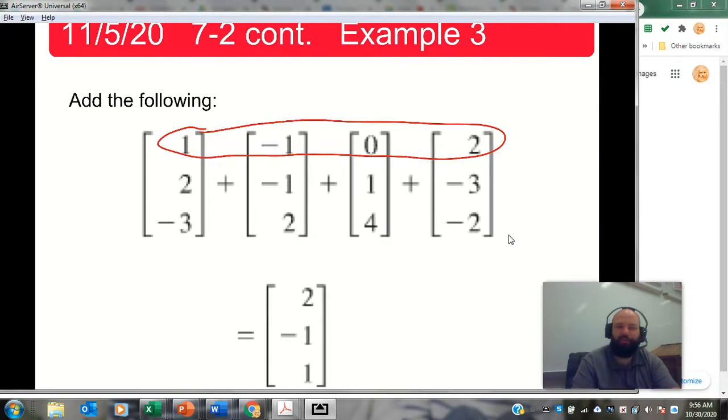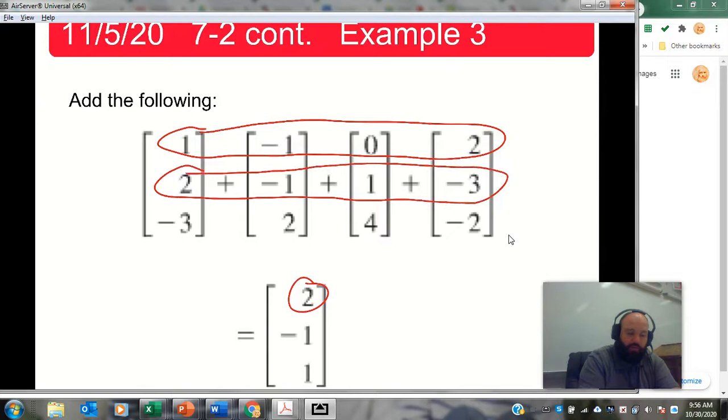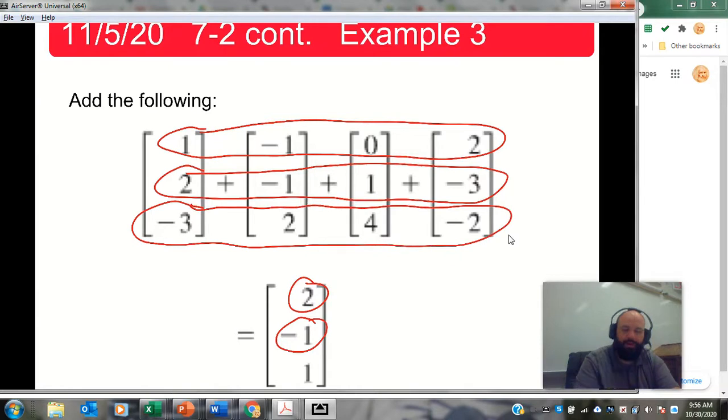So you can see I circled the -1, 1, 0, and 2. If you add all those numbers together, we get the number 2 right there. The next row, you can see there's a 1, there's a 2, there's a -1, a 1, and a -3. When you add all those numbers together, you get -1. And then the last one, you have -3, 2, 4, and -2. And when you add all of those numbers together, you end up with +1.